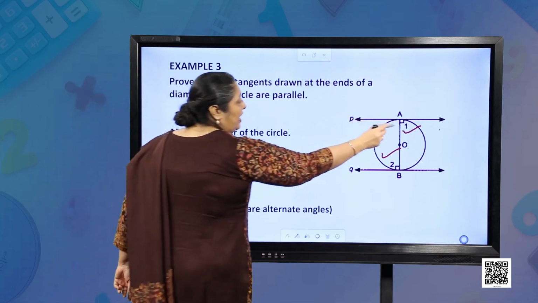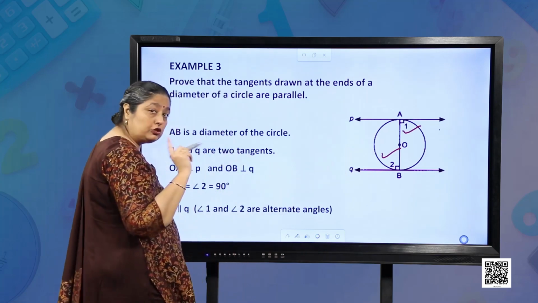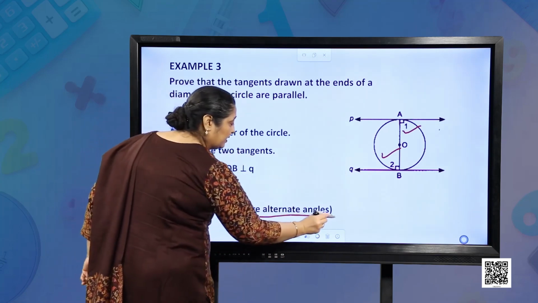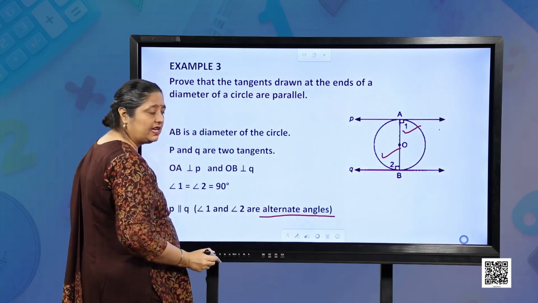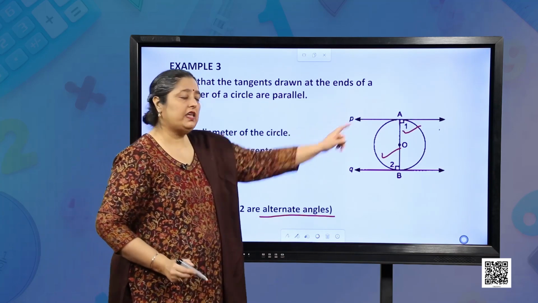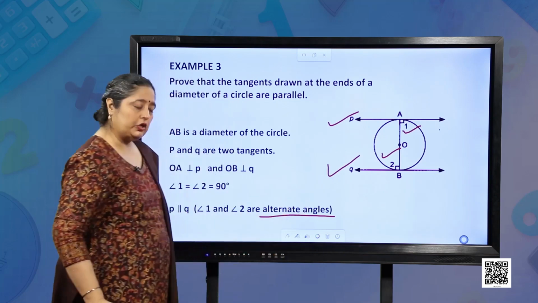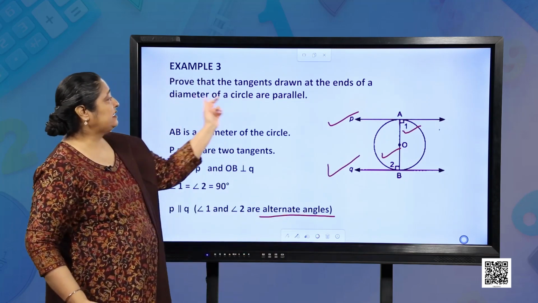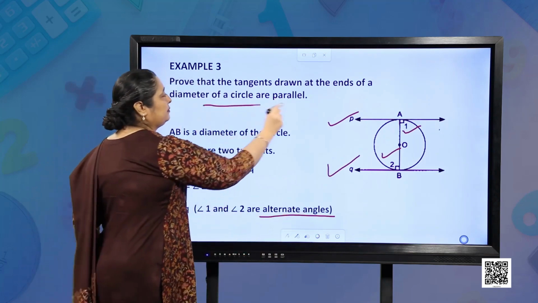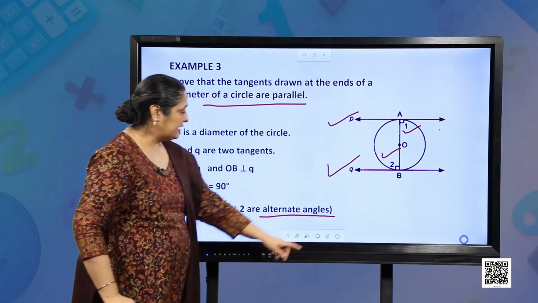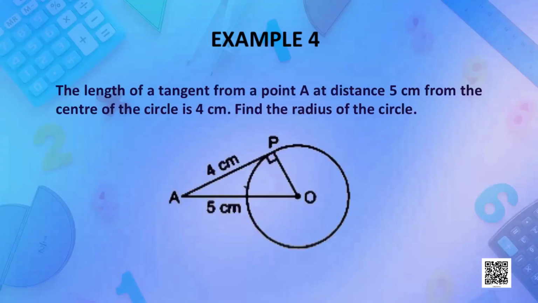So, angle 1 and angle 2 also form alternate interior angles. Since these two are equal, therefore, P is parallel to Q. P is parallel to Q, and this is what we had to prove. So, let us move forward. This is example number 4.